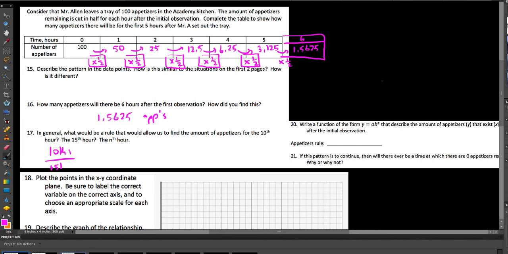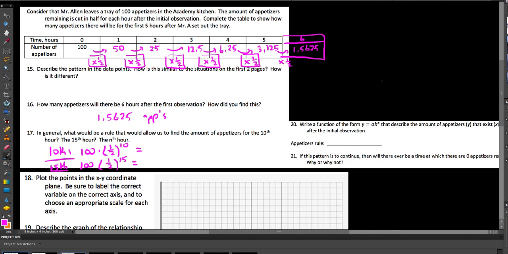In our 15th hour, how could we write these values here? Well, during the 10th hour, we would have said we started with 100 of something, but we keep taking it times 1/2, and we'll do this 10 times. And at the 15th hour, we would have started with 100, and we would have cut it in half, but we would have done this 15 times.